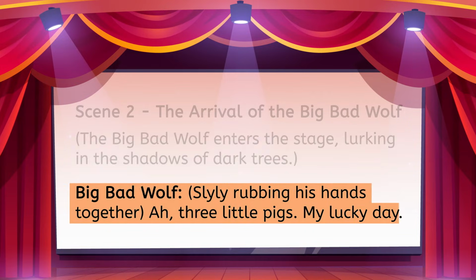Instead of reading, "Big bad wolf slyly rubbing his hands together, ah, three little pigs," the actor would use these clues to perform, giving the audience the impression that this scary wolf is hungry and has his eyes on the pigs. Imagine you are playing the big bad wolf in a play. How would you perform this line? Something like this.